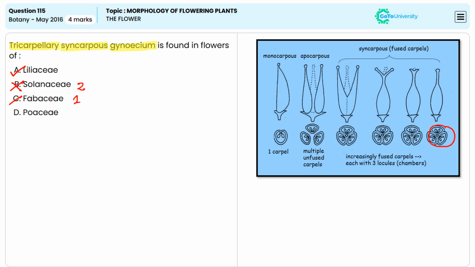Now coming to option D, that is Poaceae, the gynoecium in this family is bicarpellary, that means two carpels, and they are syncarpus. So that means option C and D are incorrect. The correct answer is option A.